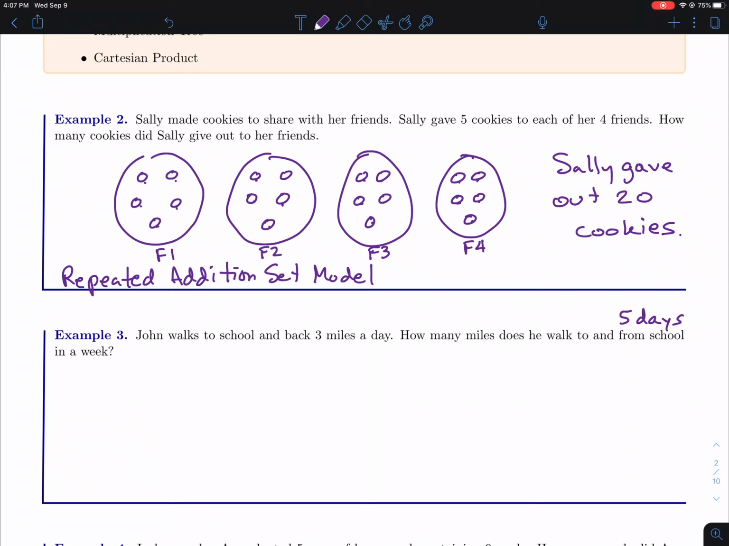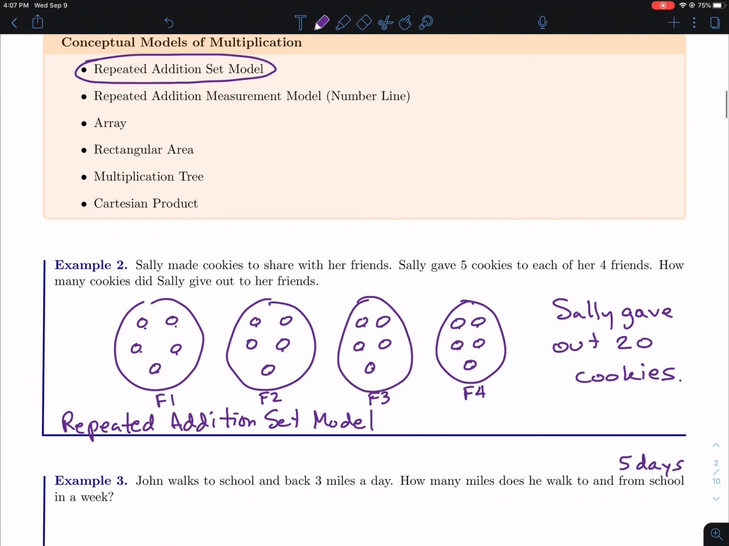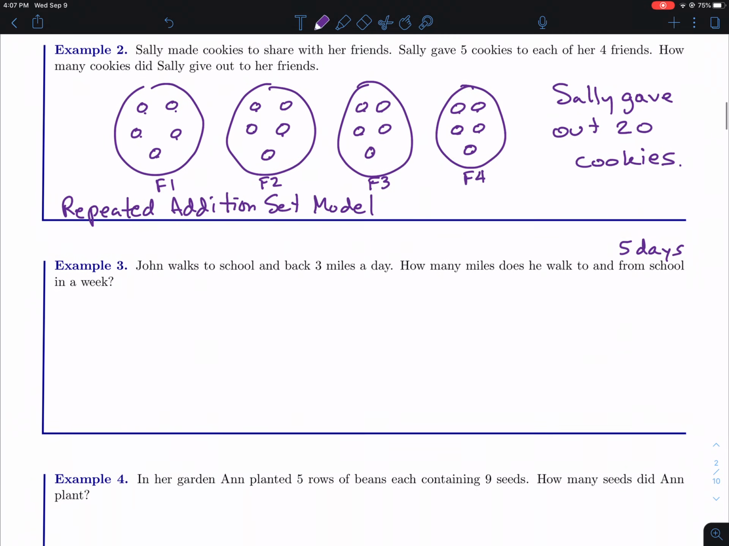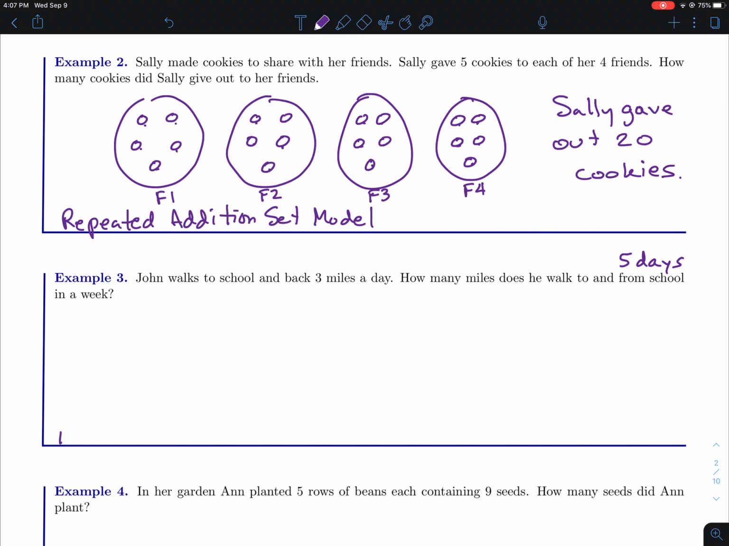So again, just like with addition, anytime we were doing a distance or something like that, I like to use the number line approach. And notice our second thing is repeated addition, measurement, number line. So I'm going to use the number line model for this.